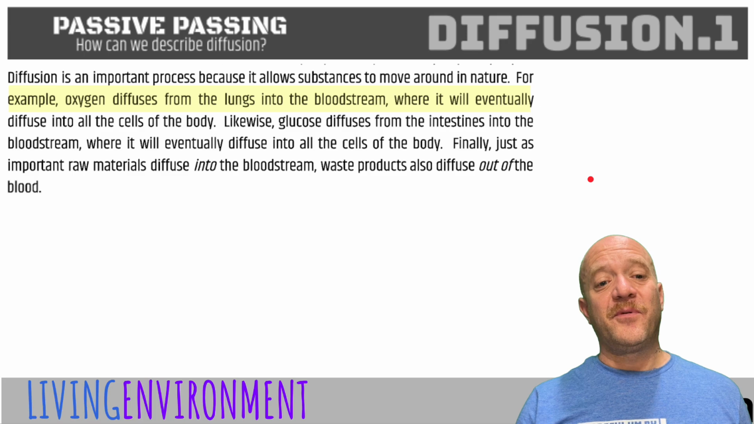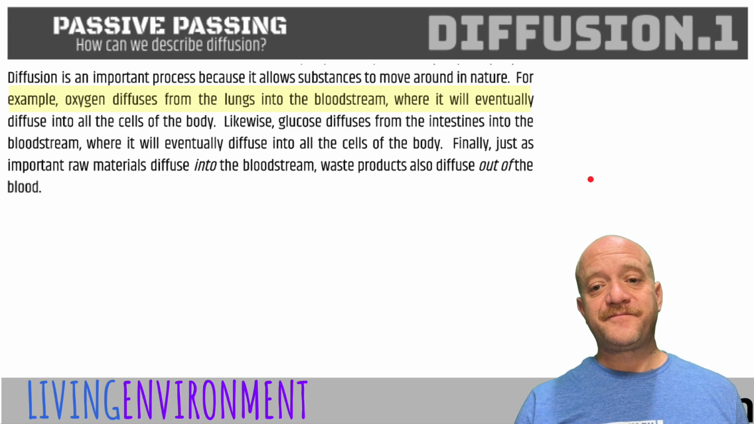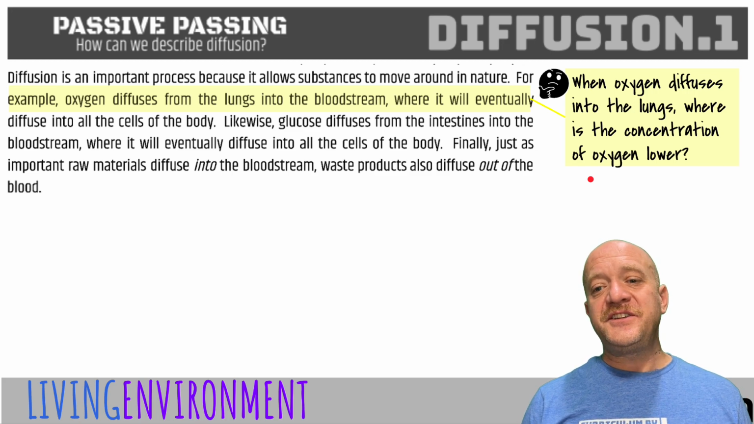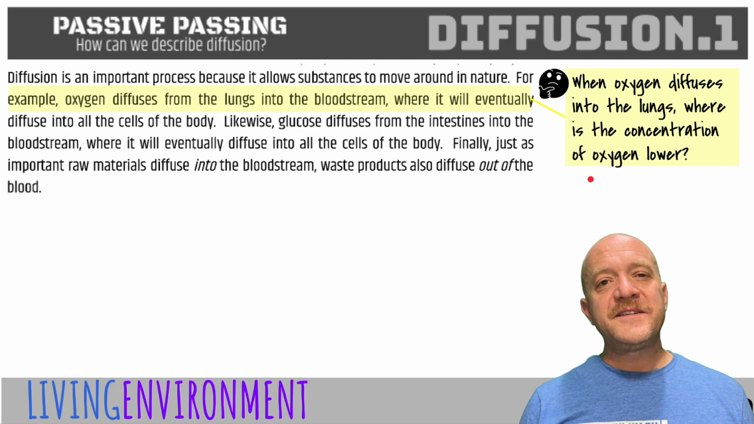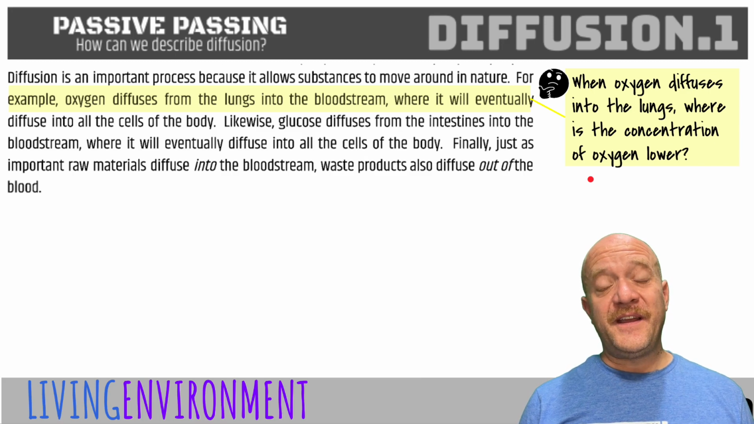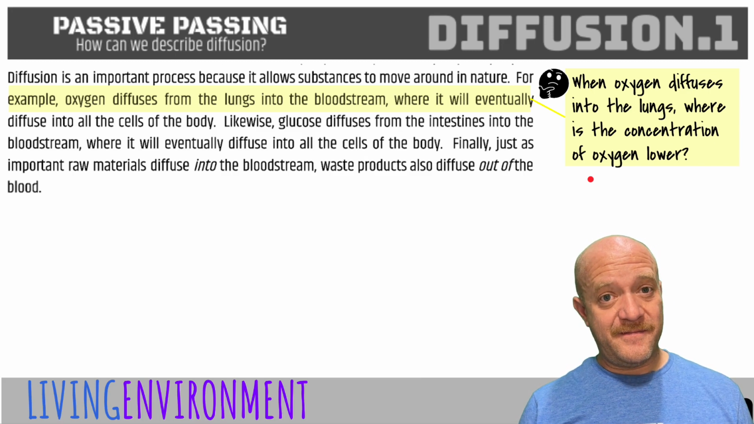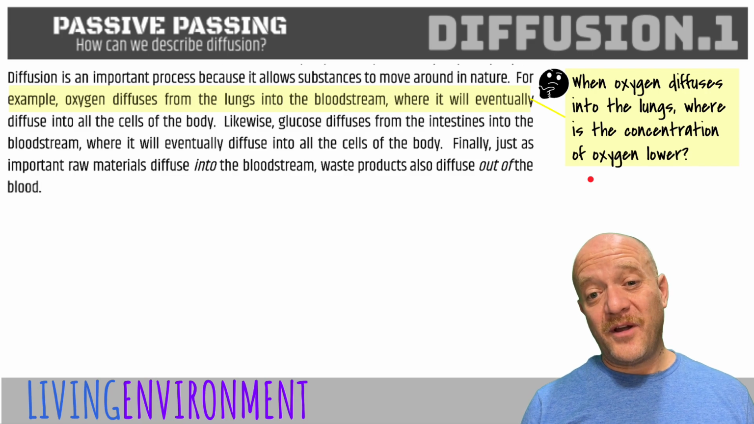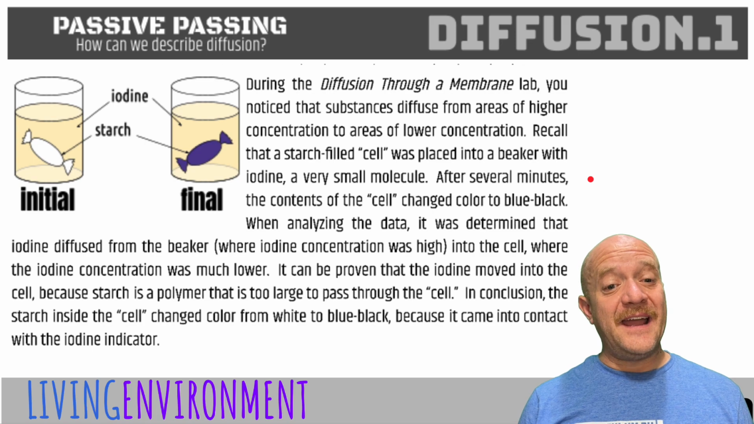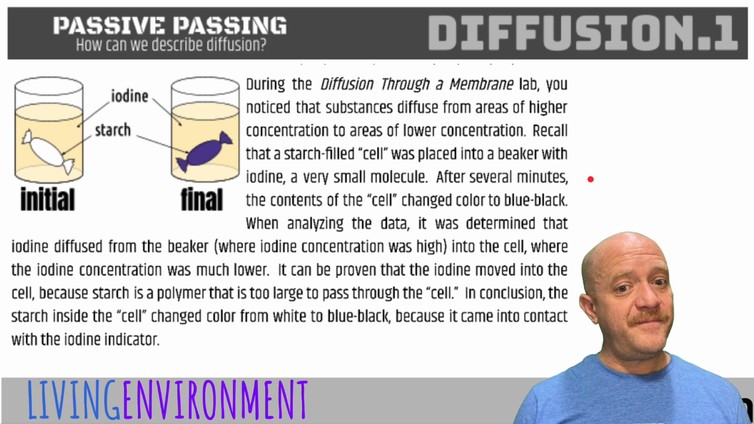We have an example right here. And my question is, when oxygen diffuses into the lungs, where is the concentration of oxygen lower? Consider also where the concentration is higher. Indicate that in the margins. Moving along, please note the diagram before I read.